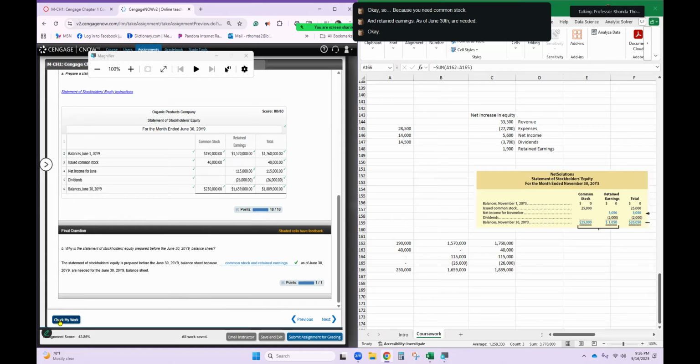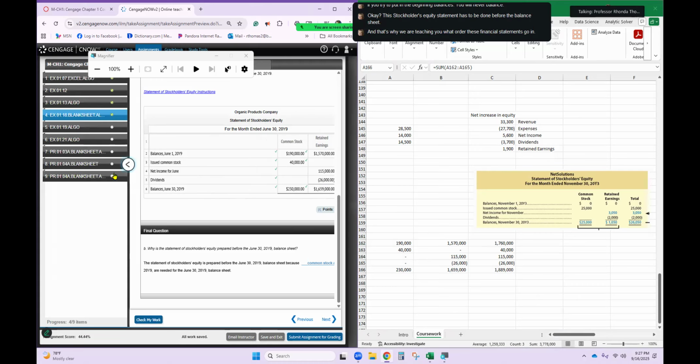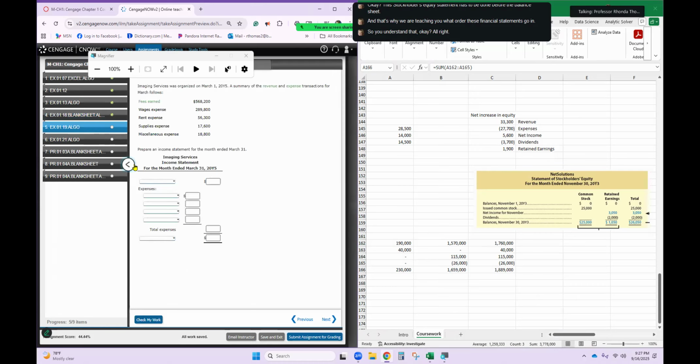Okay, so that should be right. Yep. We're going to need these two numbers to put on the balance sheet to get it to balance. If you try to put in the beginning balances, you will never balance. Okay, this stockholders' equity statement has to be done before the balance sheet. And that's why we are teaching you what order these financial statements go in so you understand that. Okay. All right, we're ready to move on.